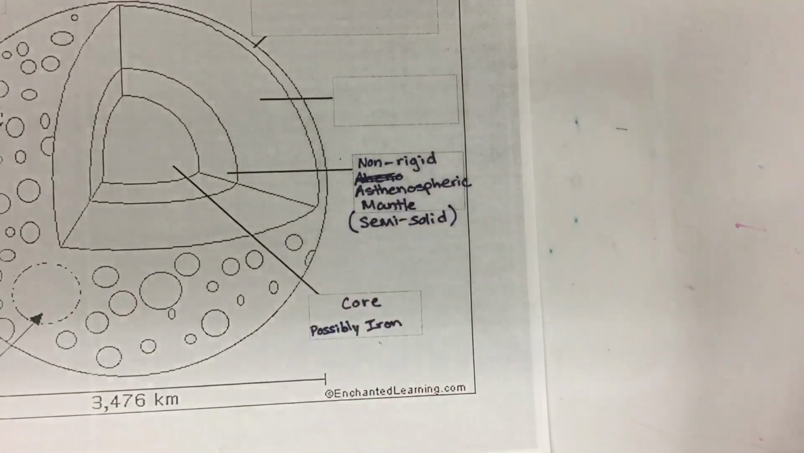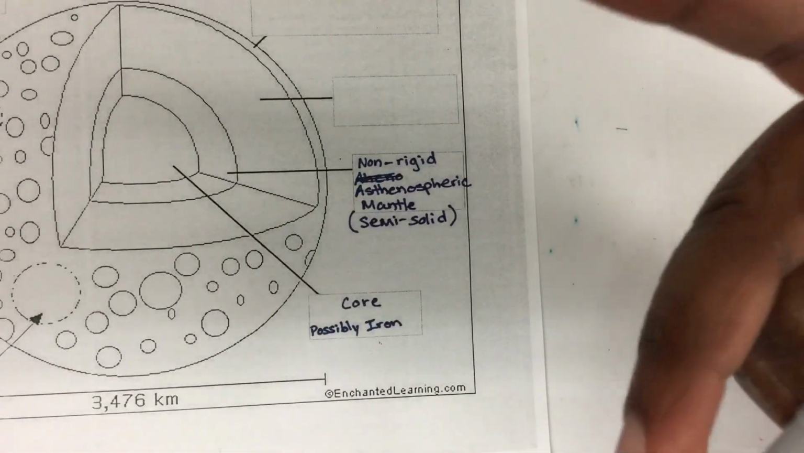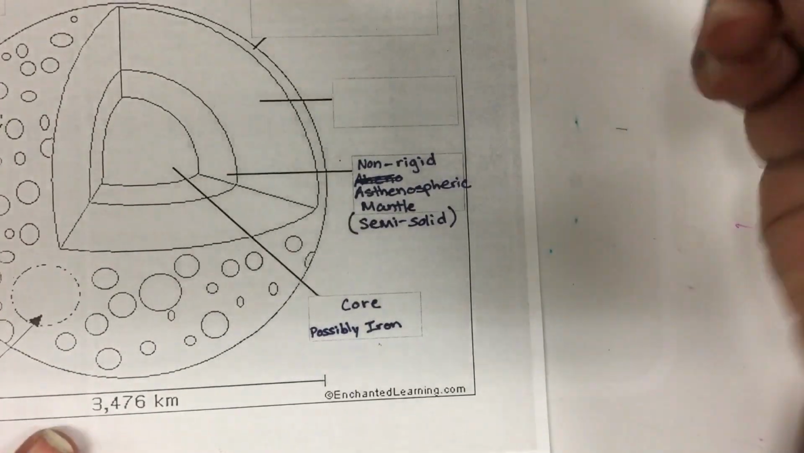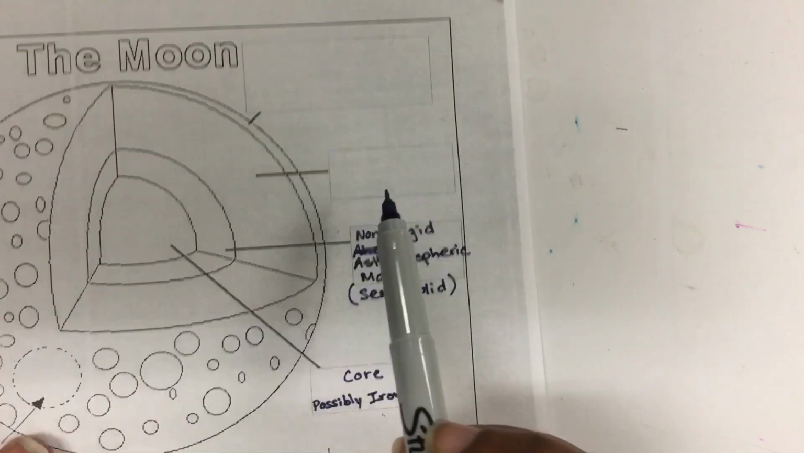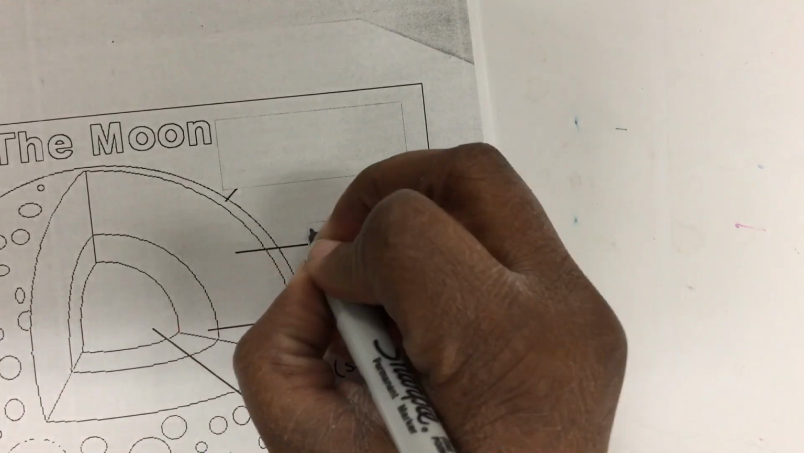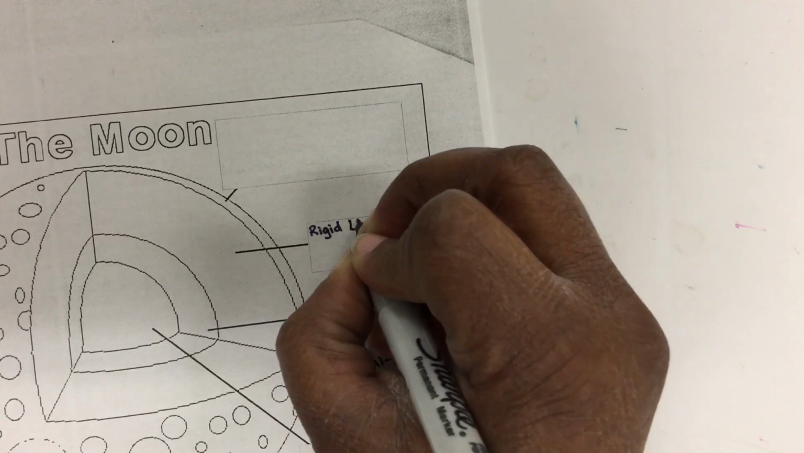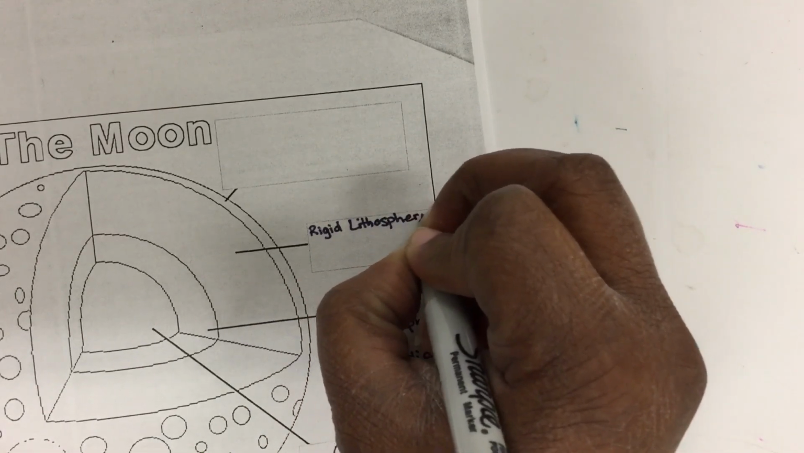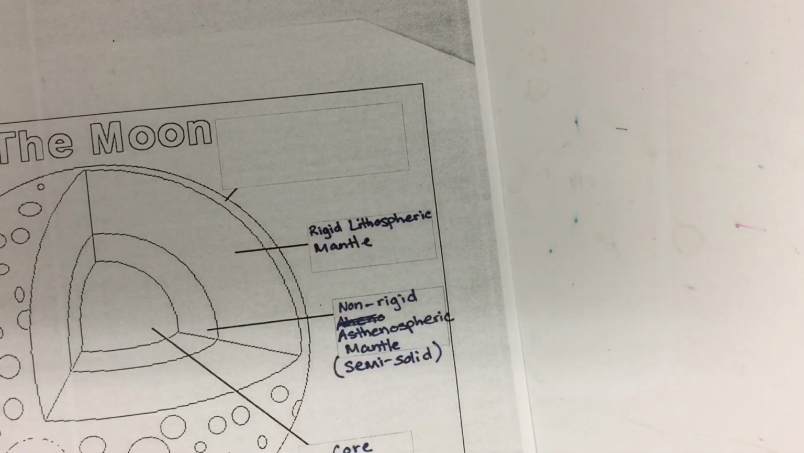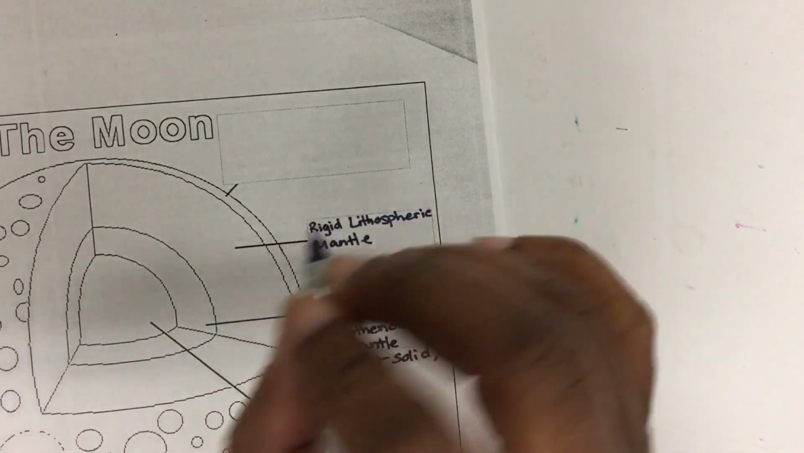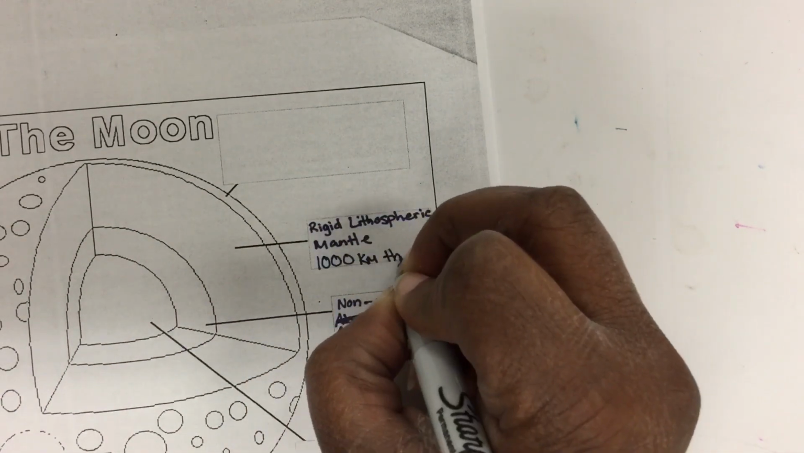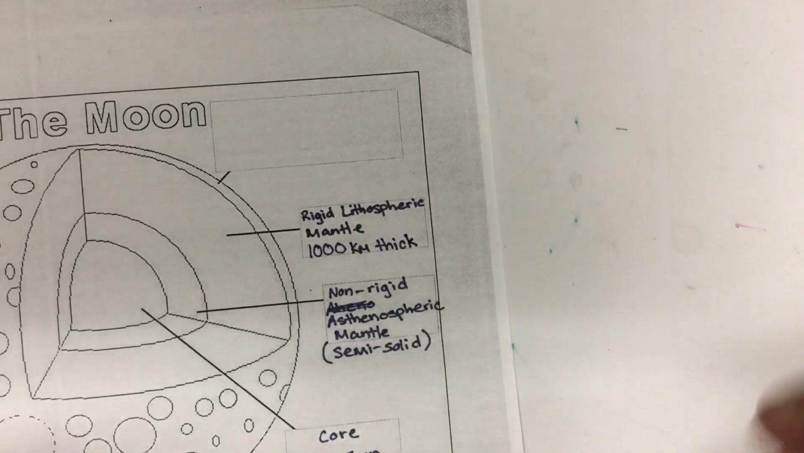Semi means part. In the Earth's layers, we have two cores, inner core and outer core, and in the moon, we have two mantles, the non-rigid mantle and then the rigid mantle. So this one is extremely hard. This is over 1,000 kilometers thick, or right around it. So sort of think of it like 1,000 miles.